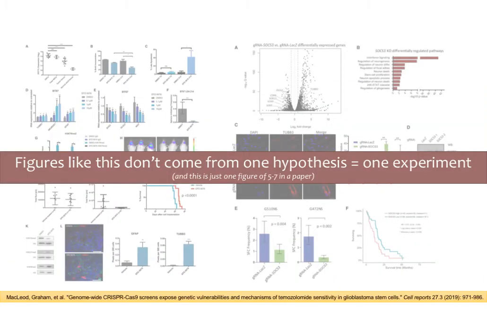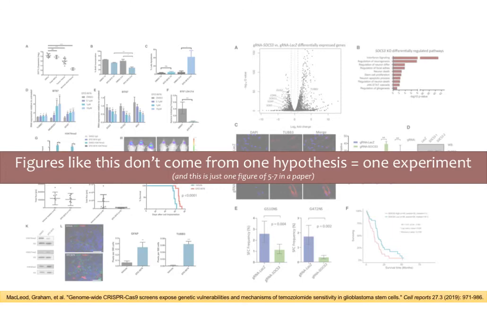So the final point I want to make about hypothesis development is that so far we've been talking about one hypothesis and one experiment to validate it. But as I'm showing you in these figures from a paper in Cell Reports, you can see that these are multiple experiments. And these kinds of papers don't come from having just one hypothesis and one validation experiment. It's usually a far more complex structure than that.